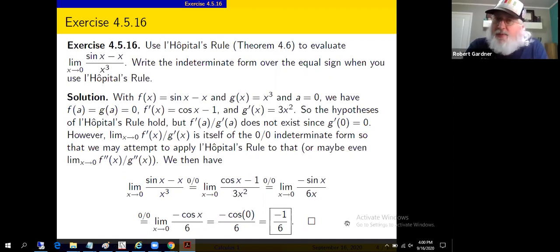So you can use L'Hopital's rule repeatedly like this. It doesn't always happen in a single step. In fact, these are more interesting, I think. But in the previous example, we were able just to, in one application of L'Hopital's rule, get an answer out.